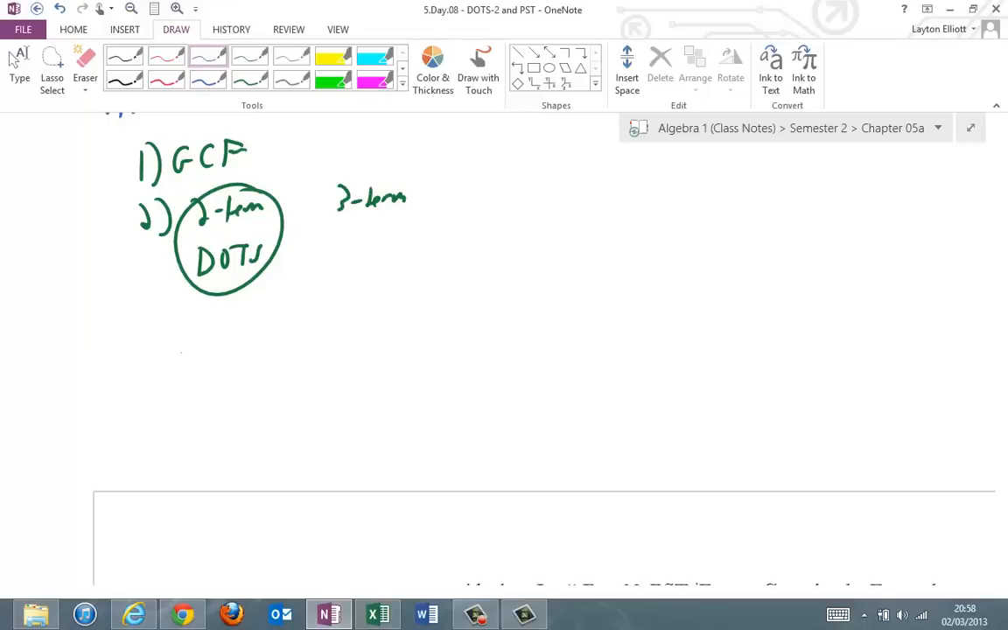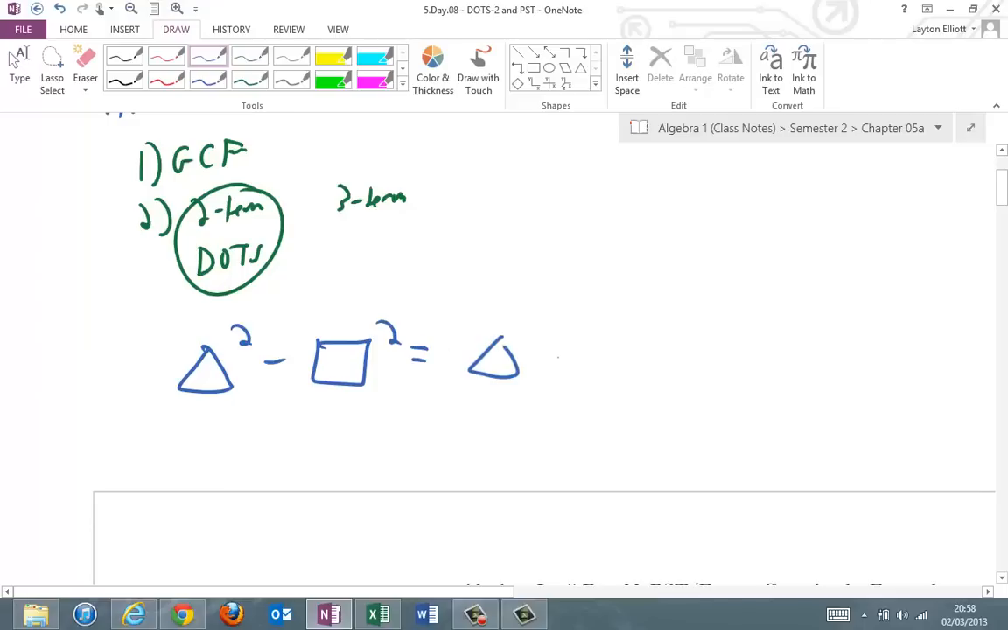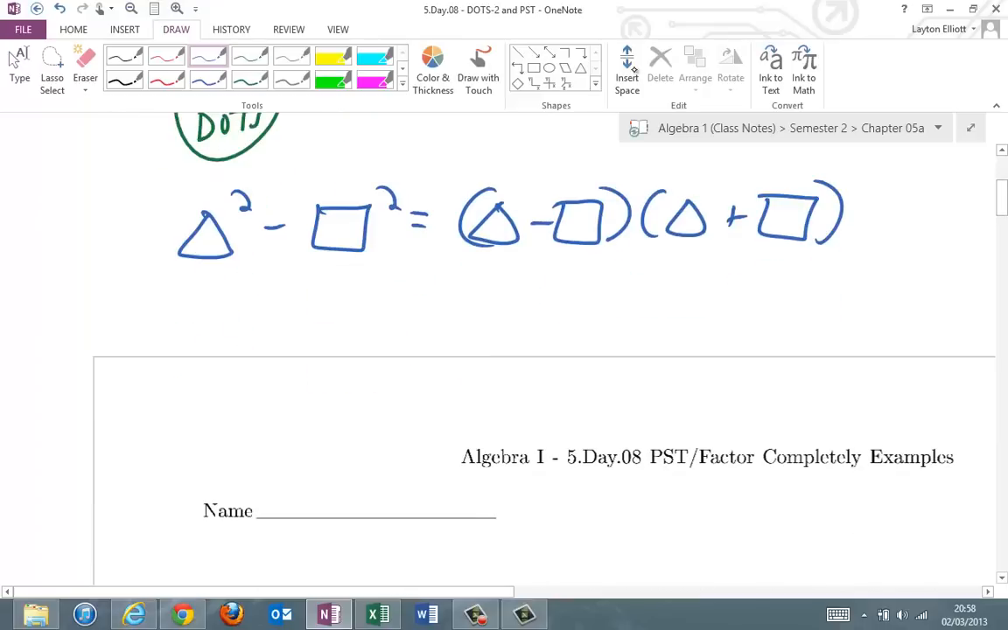What I would like you to do is write this pattern: triangle squared minus box squared equals triangle minus box and triangle plus box. That is essentially the factoring pattern for difference of two squares.